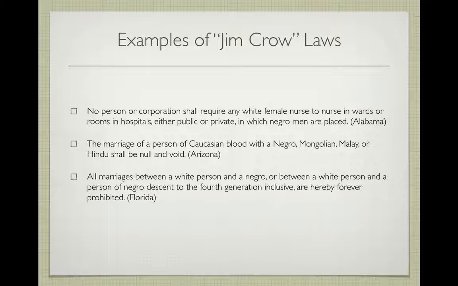Marriages between a white person and a Negro are prohibited, except for situations where there's someone of Negro descent of the fourth generation inclusive. So that means that in Florida, if you have a fifth generation African American ancestor inclusively, then you're not considered African American.